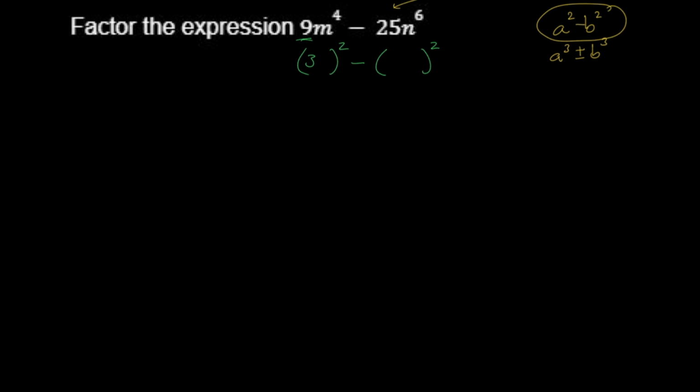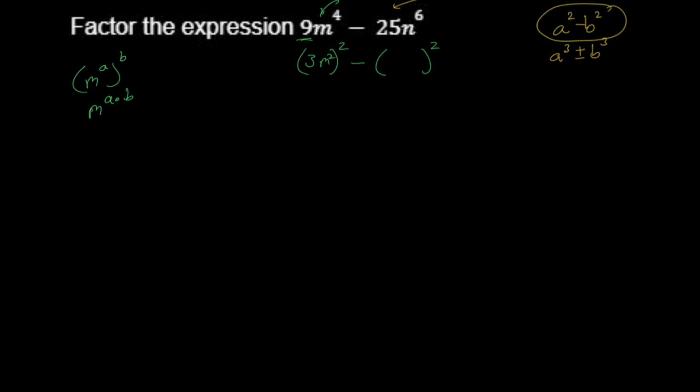Now this one's a little harder, but what do we square to get m to the 4th? Remember, exponent properties say if you raise a power to a power, you multiply the exponents. So what times 2 would give us 4? The answer to that is just 2. So m squared squared will give us m to the 4th.